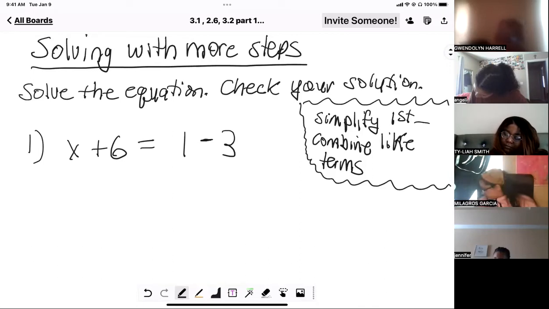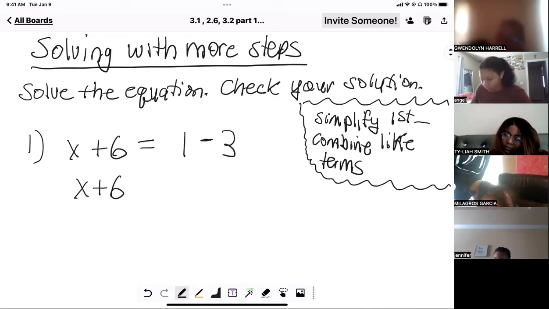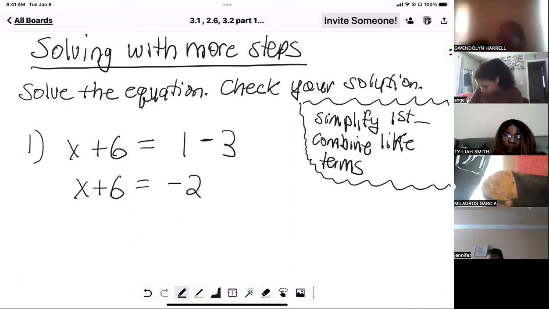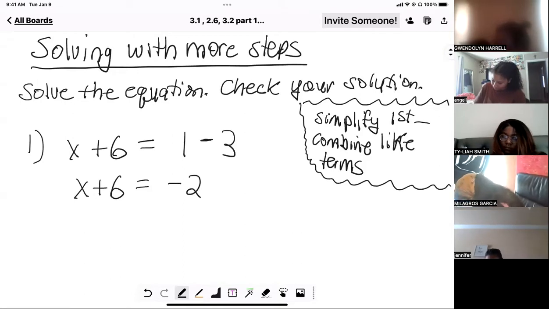So I definitely noticed that x plus 6 looks fine. There's nothing I have to do on that side. It's simplified. I can't combine anything. They're not like terms. But on this side, I have 1 minus 3. Well, they're like terms. I can simplify them. So 1 minus 3 would be negative 2, because 3 minus 1 is 2, and 3 is negative. It has to be negative 2.